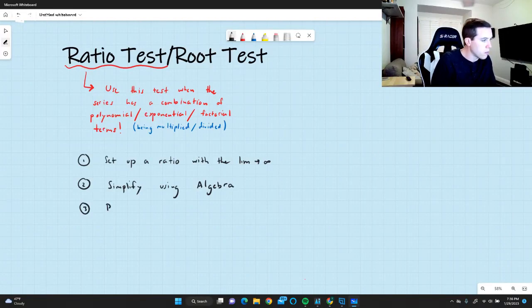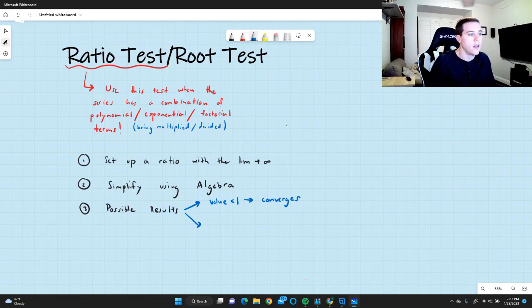And the possible results, there are 3 of them. 2 of them are good. 1 of them is inconclusive. So the possible results, you get the 2 good results. Either you get a value less than 1, and that means the original series converges. So if you get 1/2, 1/3, or 0, you can get 0 in this case, that means the original series converges. If you get a value greater than 1, that means the original series diverges. And if you happen to get a value equal to 1 at the end of all this, that is inconclusive.